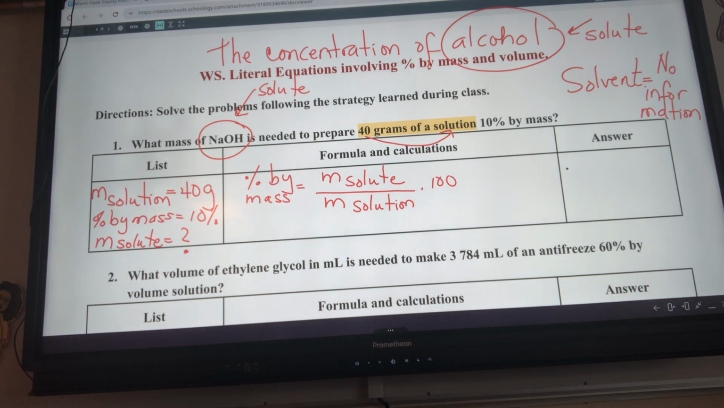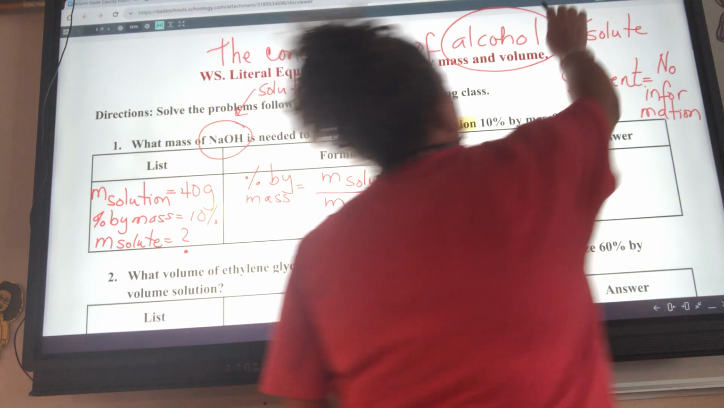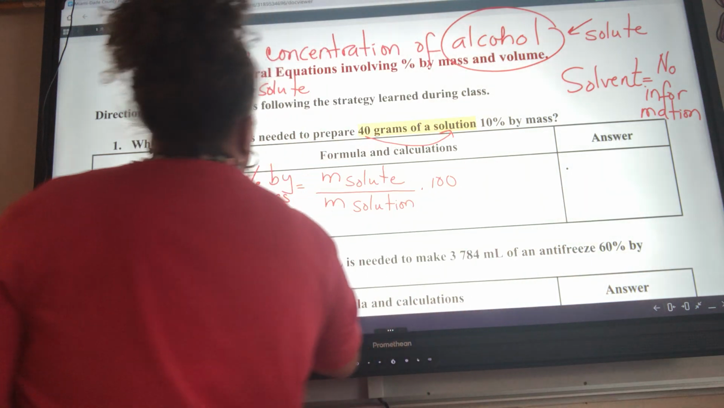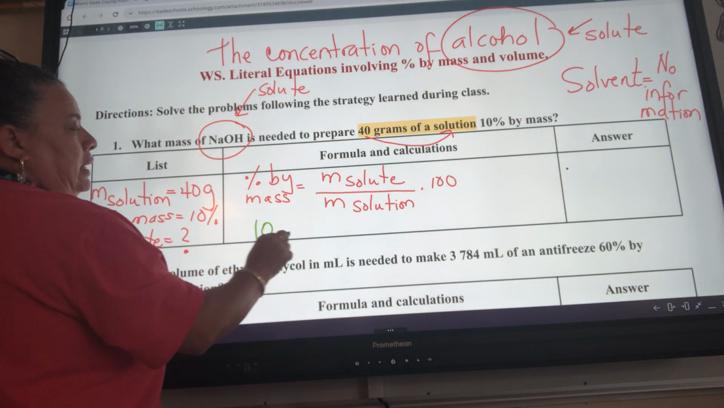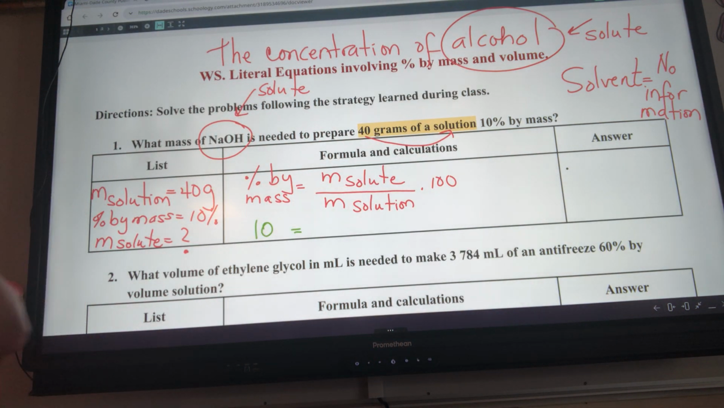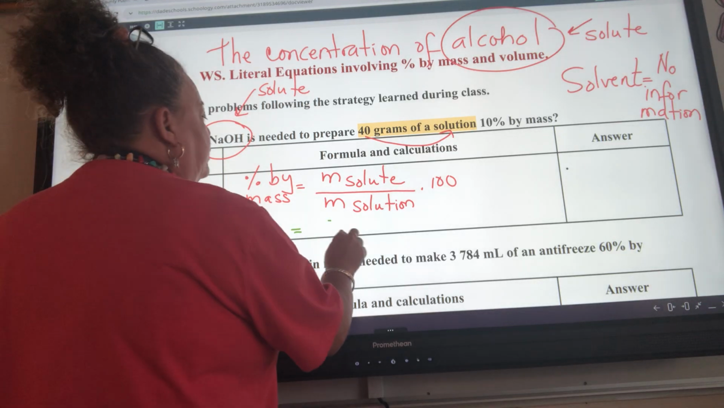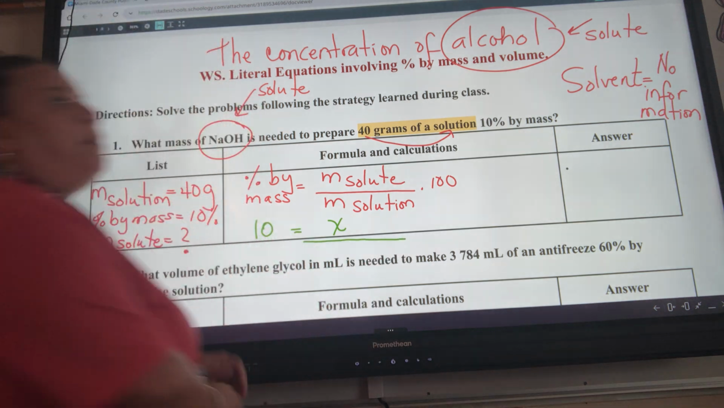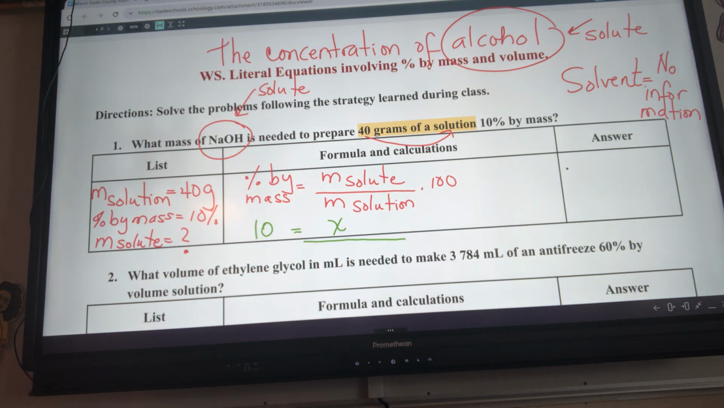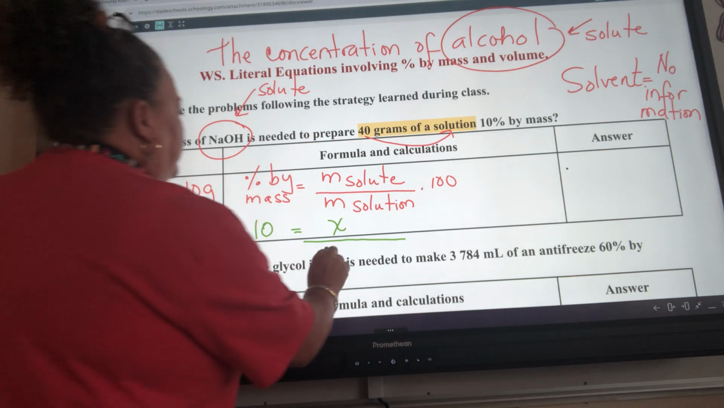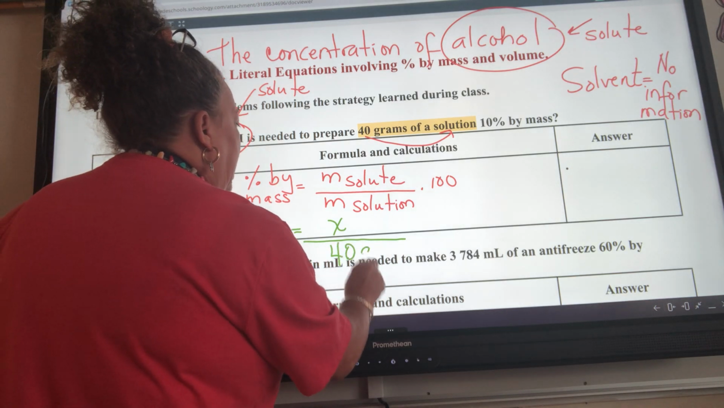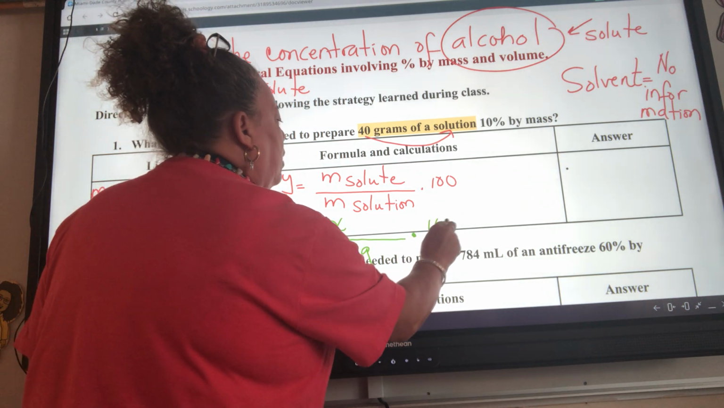So my next step is just to evaluate my formula, and I'm going to use a different color. I have 10% by mass. That is equal to the mass of a solute that I don't know what it is, so I'm going to put an x over the mass of the solution. And what is the mass of the solution? 40 grams. And that is multiplied by 100.